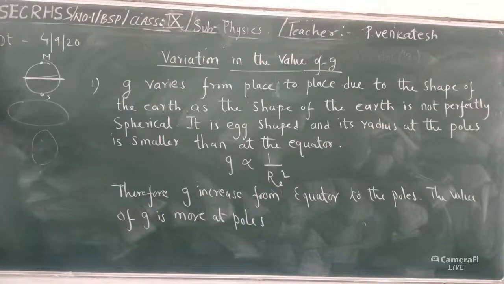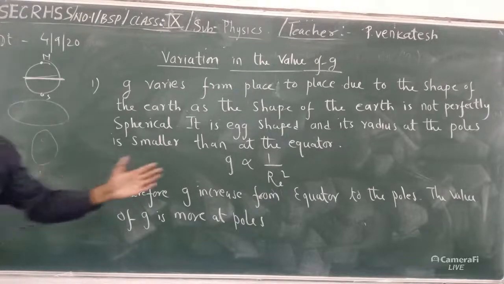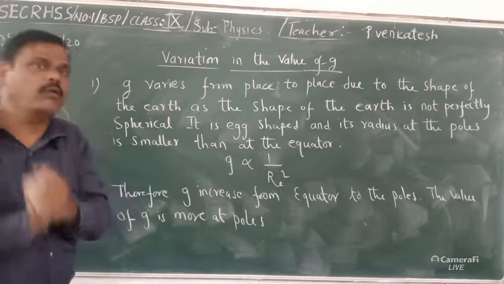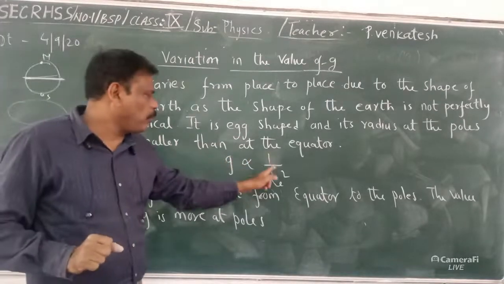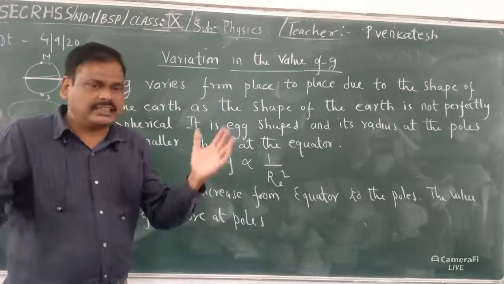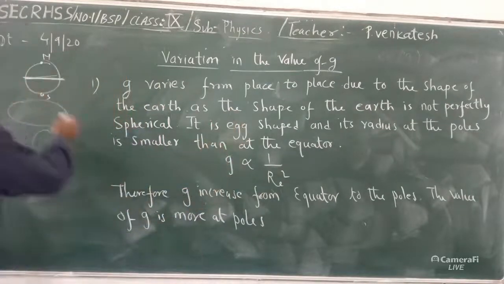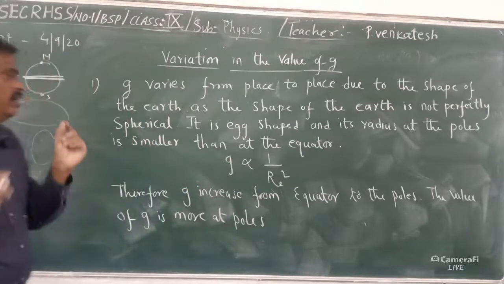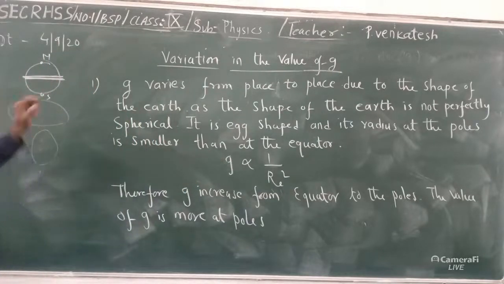G is inversely proportional to 1 by r square. Means इनवर्सली मतलब जैसा रेडियस बढ़ते जाएगा ये g क्या होगा? कम होगा. इनवर्सली प्रोपोर्शनल टू 1 बाय r स्क्वायर. जितना रेडियस बढ़ेगा, अब रेडियस यहां सबसे ज्यादा है तो g क्या होगा? What will be g? The value will be a little bit less.